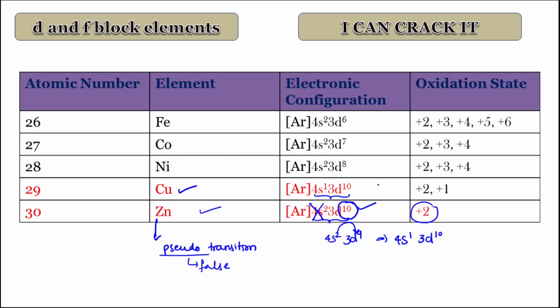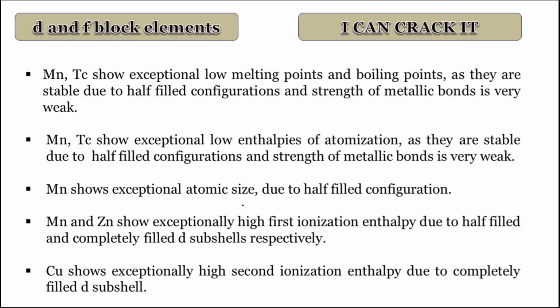In case of copper, you can see the common oxidation state of copper is +2. If you remove one electron from 4s, and one more electron from 3d, it becomes 3d9. Now it is partially filled, so it is a transition element. But in case of zinc, it will never show partially filled d orbitals. That is why it is called a pseudo transition element. Right. Now let's see a few exceptional cases.